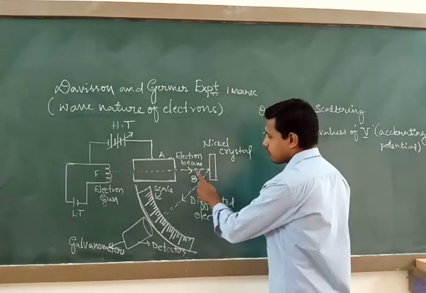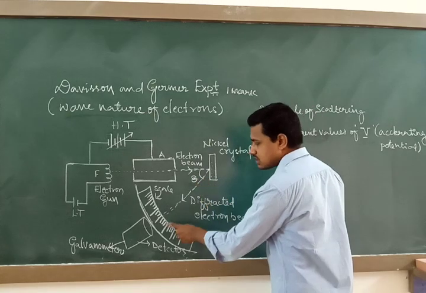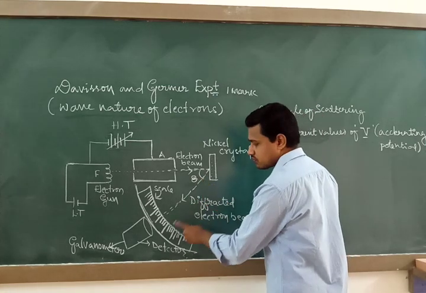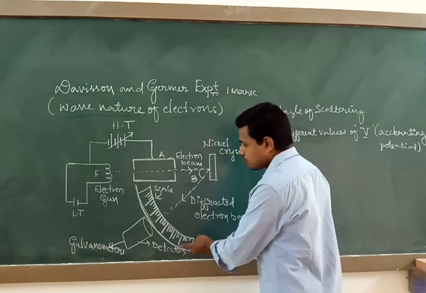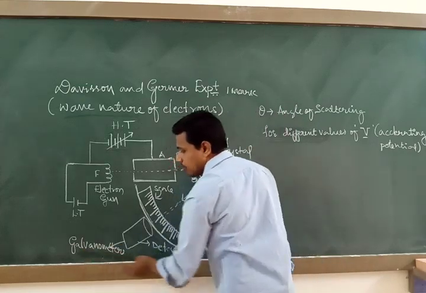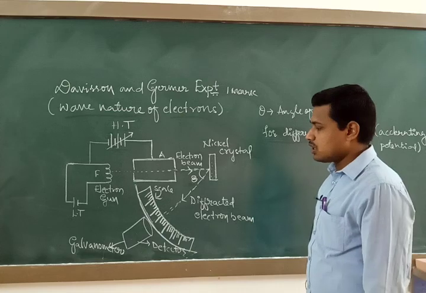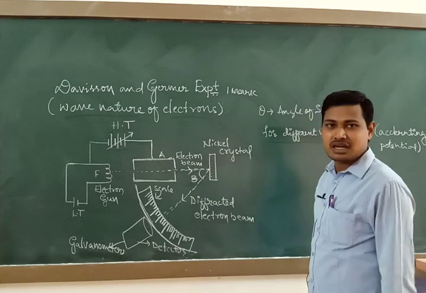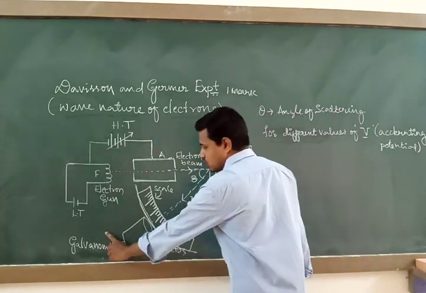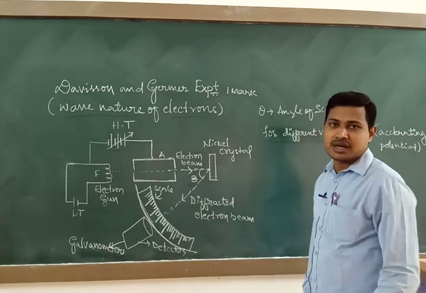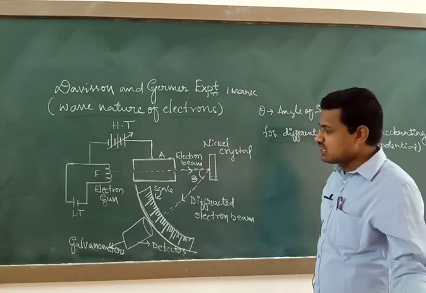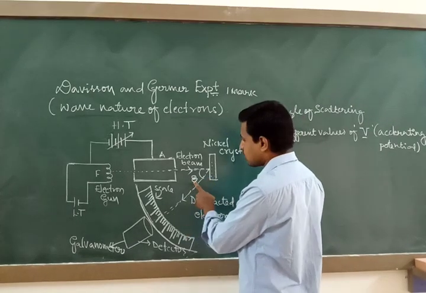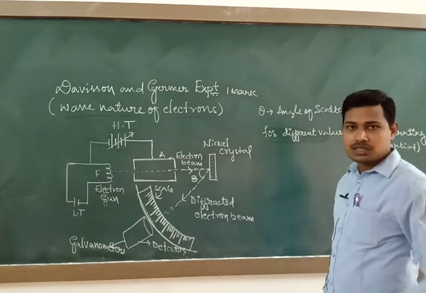Why? Because, and this is very important, for different angles of scattering the intensity of the scattered electrons will be different, and that can be noted from the deflection of the galvanometer, which is the device used to sense the current. It does not measure the current, but the deflection is directly proportional to the current. If more current is there, the deflection will be more. If a maximum number of electrons are scattered at a particular angle theta, the galvanometer shows a maximum deflection.